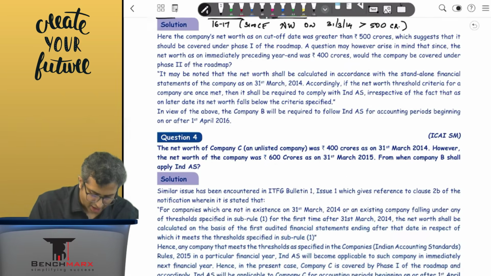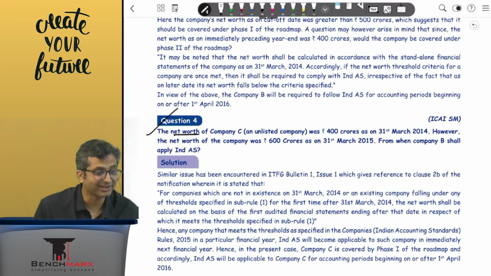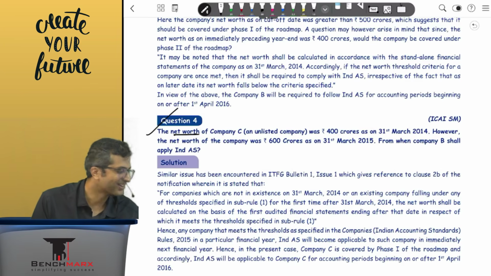बराबर. Question number 4. The net last question. आपके माइंड में वही चल रहा था कि कभी खत्म होएगा, right? Okay, आपकी मन की बात.